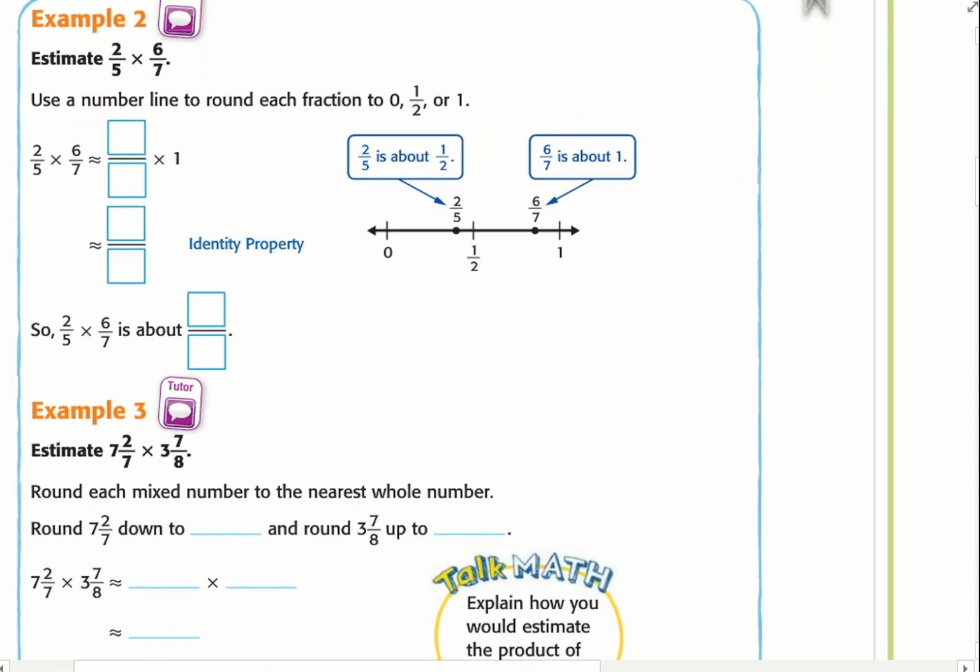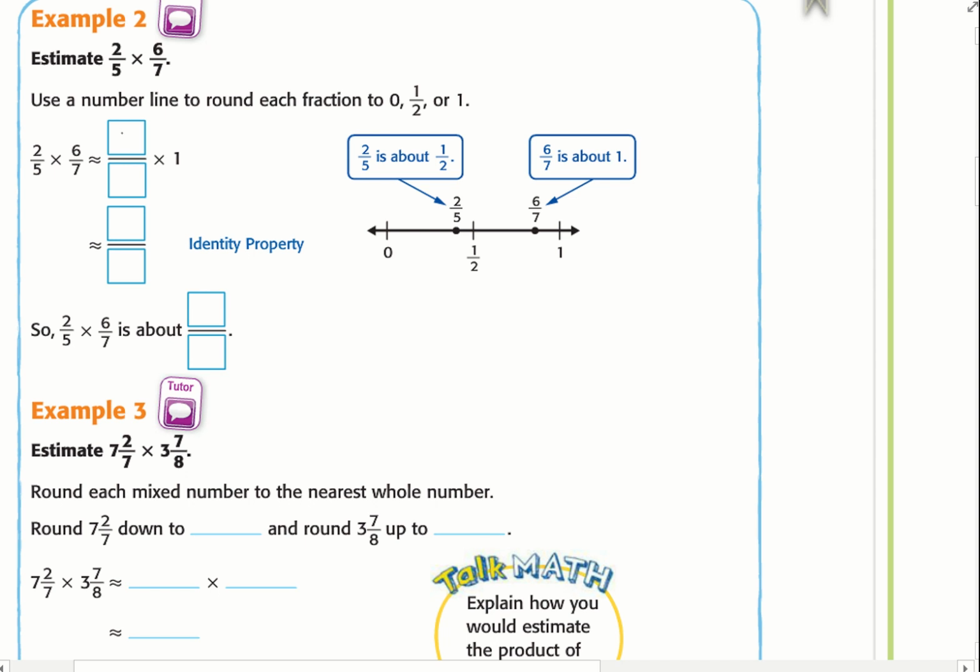So example 2, this is going to go way back to the lesson when we have 0, 1/2, or 1. Is a fraction closer to 0, 1/2, or 1? So I have 2/5 times 6/7. If you look at the number line here, is 2/5 closer to 0, 1/2, or 1? Same with 6/7. So 2/5 is going to estimate to 1/2, and 6/7 is going to estimate to 1.